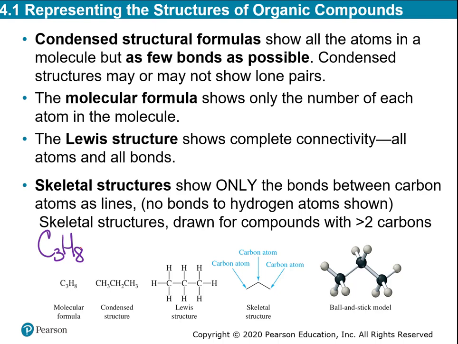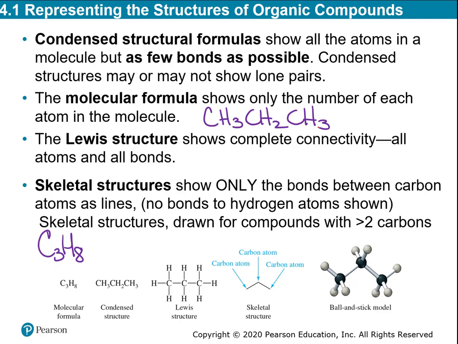But if you look at this condensed structural formula where it says CH3, CH2, CH3, that actually tells you a little bit about how they're arranged. This means there is a carbon with three hydrogens attached that is linked to a carbon with two hydrogens attached, which is linked to a carbon with three hydrogens attached. So it shows you more the arrangement of the atoms around those carbons.